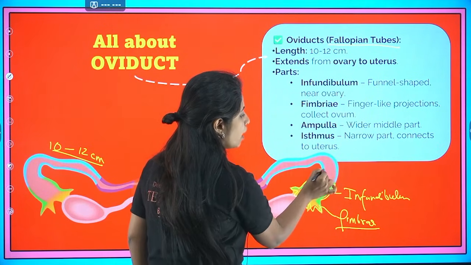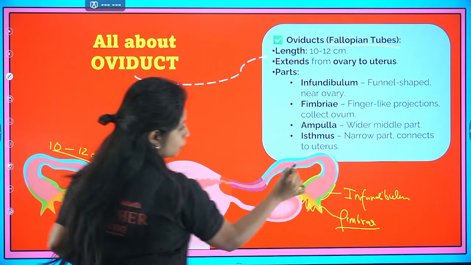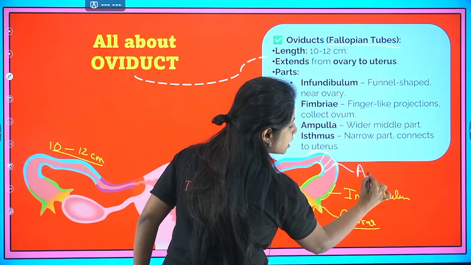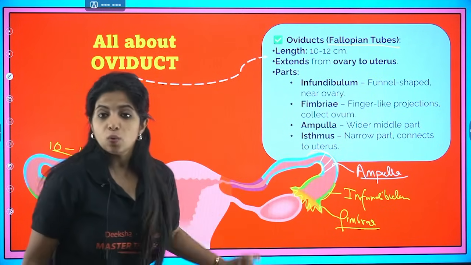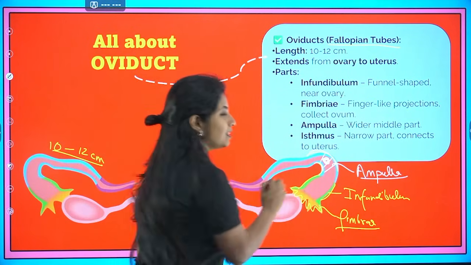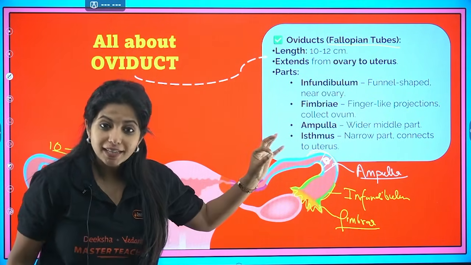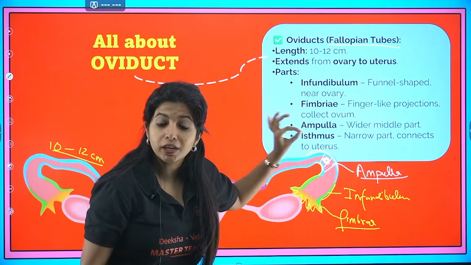After that you have a broad region. This broad region is super important. Okay, super important. What do you call this broad region as? This is known as the ampulla. Ma'am, why did you say that it is important? Because once the egg is being released, this is where it is going to stay. This is where it is going to stay and wait for the sperm to come. Okay, so fertilization, if at all it is going to happen, it is going to happen in the ampullary region.